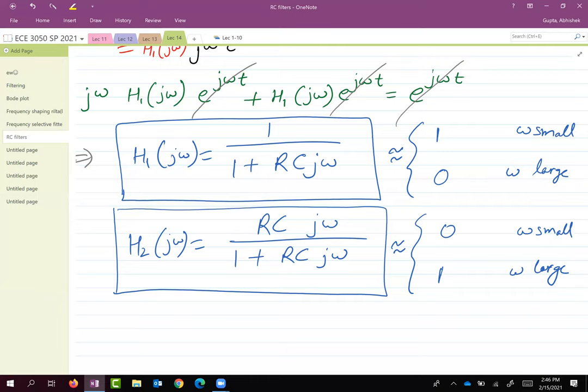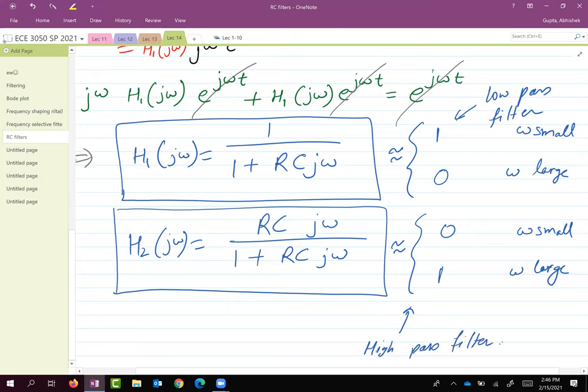So this is a single RC circuit, but depending on whether you're looking at the output across the capacitor or the output across the resistor, you get two completely different frequency responses of this particular system. And you can view this as a low pass filter, and you can view this as a high pass filter.